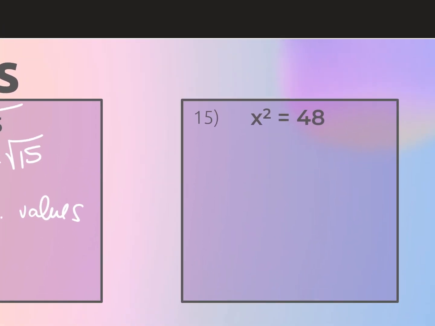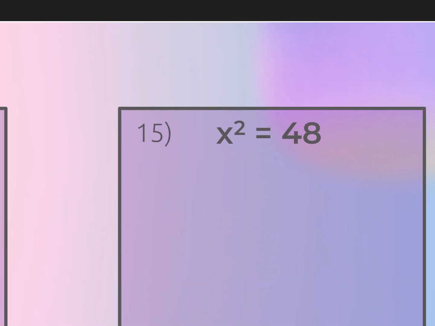All right, what about here? I have x squared on one side and a number on the other. How do I solve this? I take the... Okay. So I get x equals plus or minus, and then I have the square root of 48. What do I now have to check to see if this breaks down?